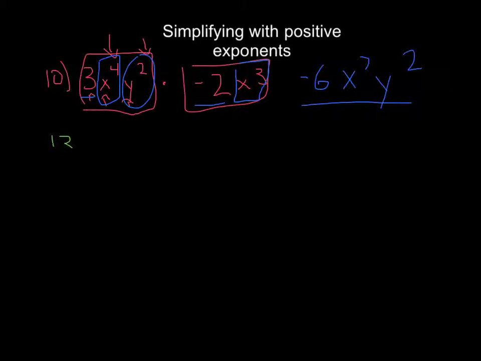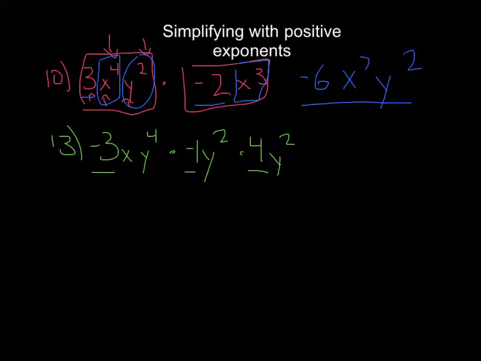Another example of this, we have -3x y to the 4th times negative y to the 2nd times 4 y to the 2nd. So first we're going to deal with the coefficients. We have -3. This is really a -1 and a 4. So -3 times -1 is 3, times 4 is 12.